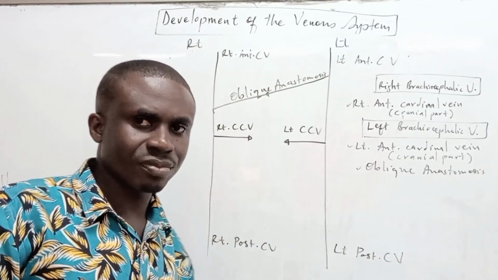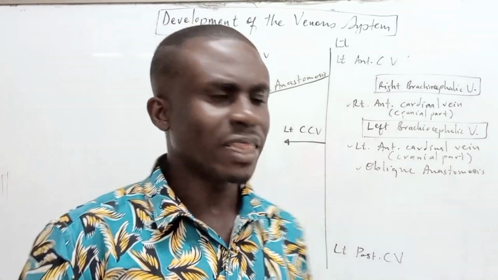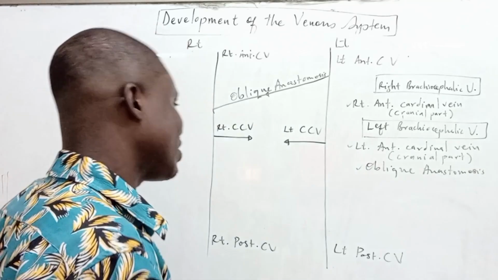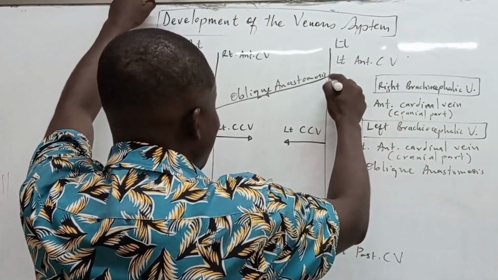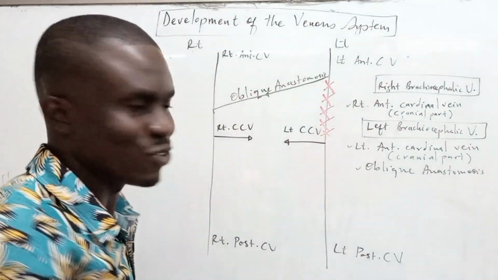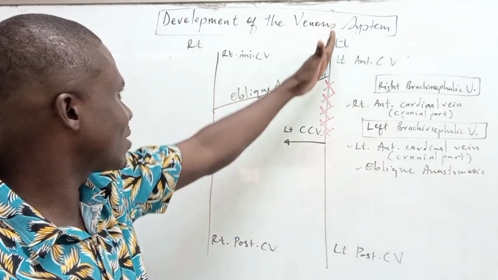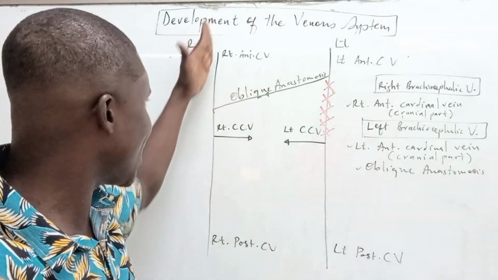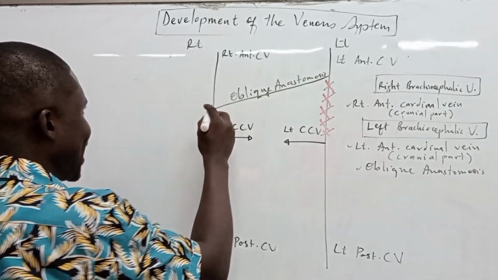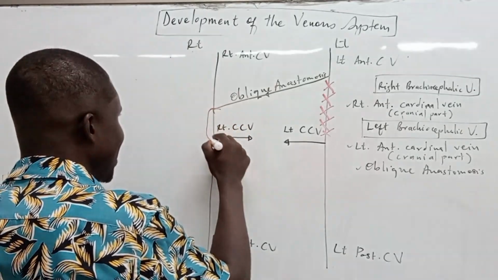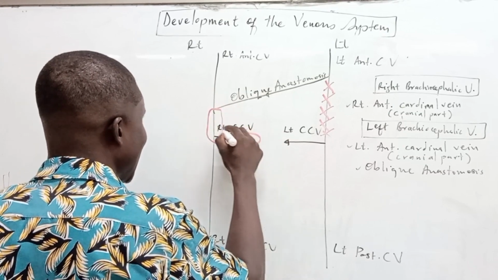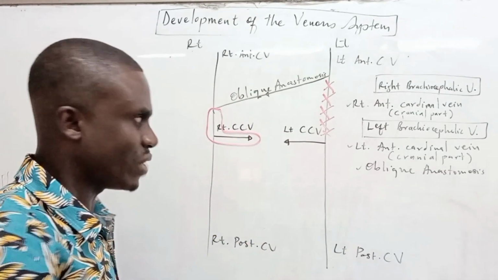Now, because of this oblique anastomosis and blood is not coming over here, what happens is that the caudal portion of the left anterior cardinal vein degenerates. Yes, so it degenerates. And so we have this left brachiocephalic vein, right brachiocephalic vein. So it means this area becomes our, so let me highlight it with the red over here, this area becomes the superior vena cava.